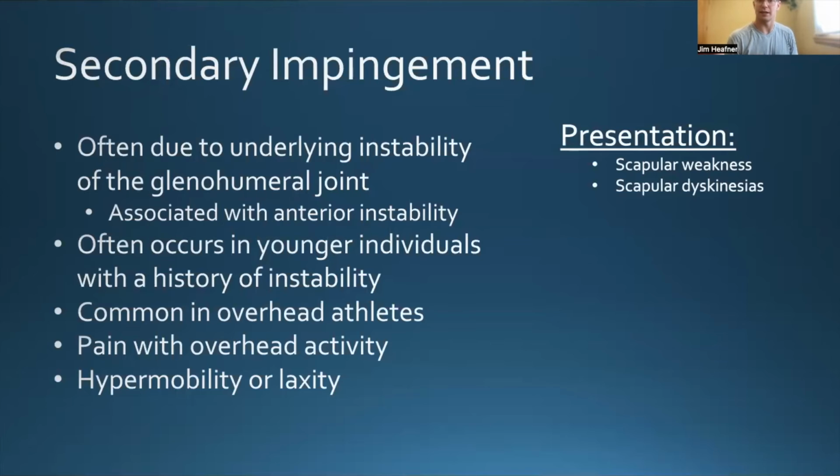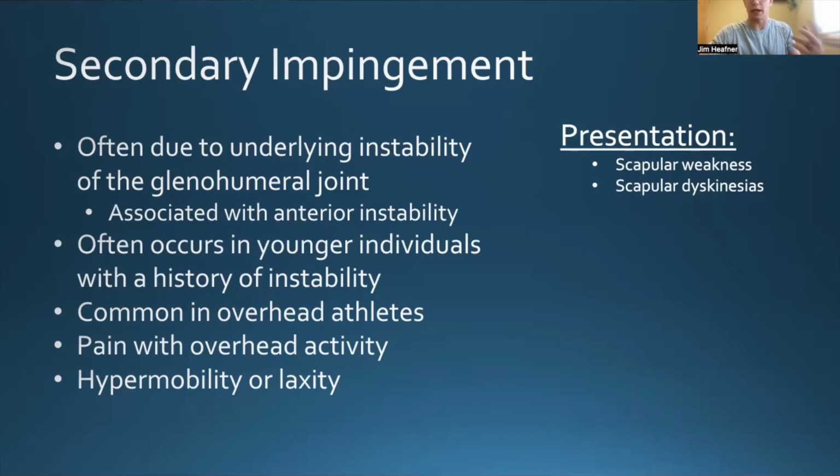Next is going to be secondary impingement. Whereas before this was a direct result of compression between the humeral head and the acromion, secondary impingement is due to underlying instability of the glenohumeral joint, and that's often associated with anterior instability. These people are going to be younger when they come in, and they probably have a history of instability, so a history of subluxation or dislocation. It's more common in overhead athletes, and they're going to have pain with overhead activities, and we're probably going to see global hypermobility or laxity.